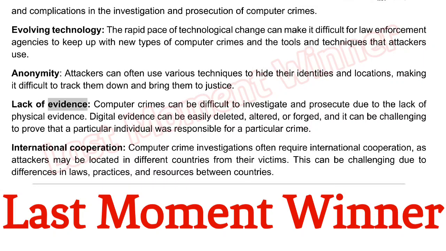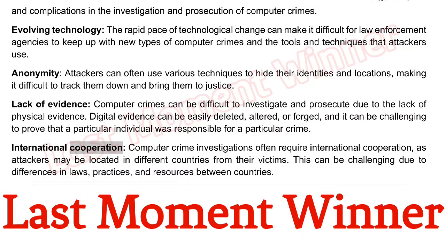Lack of evidence. Computer crimes can be difficult to investigate and prosecute due to the lack of physical evidence. Digital evidence can be easily deleted, altered, or forged, and it can be challenging to prove that a particular individual was responsible for a particular crime.